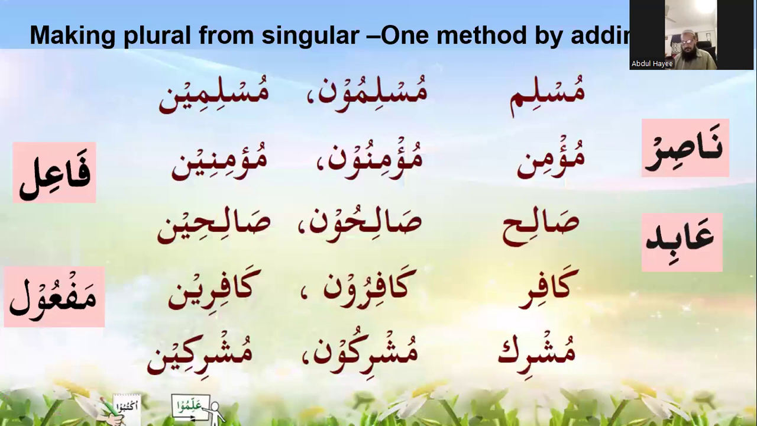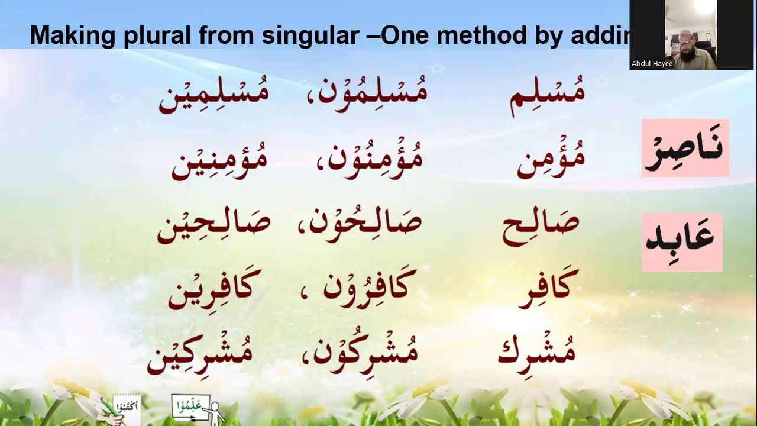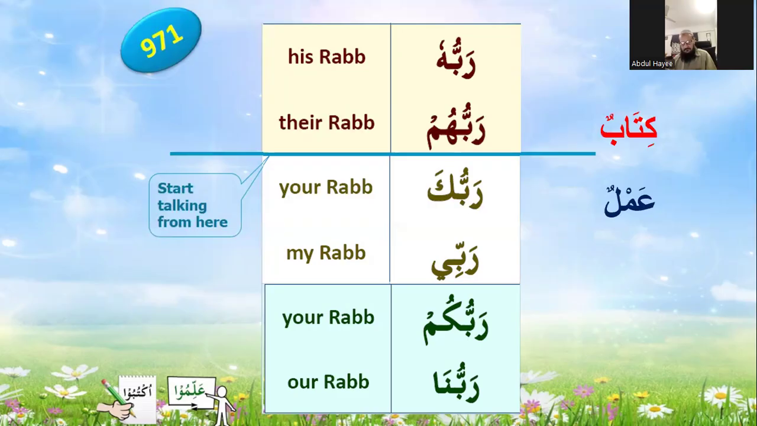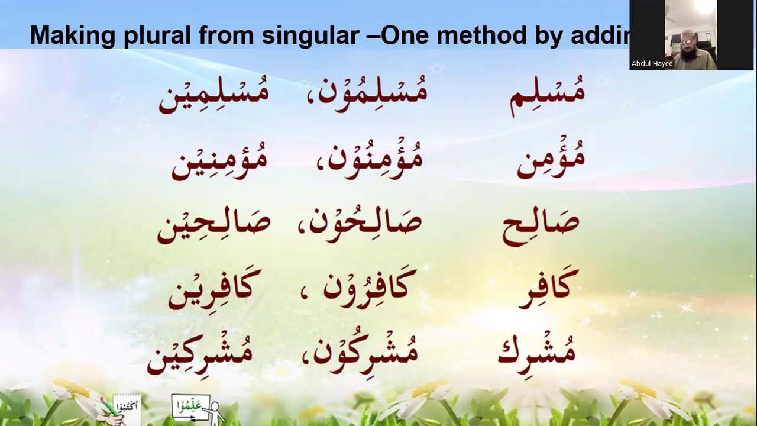Okay, so now we are moving to making plurals of words. If you are making words from singular to plural, one of the methods is to add waw nun or ya nun. The first example is waw nun and ya nun. So if you are having a word like Muslim, that's a Muslim, you now make it plural. The way you will do is to put waw nun or ya nun. So it will be Muslimun or Muslimin.